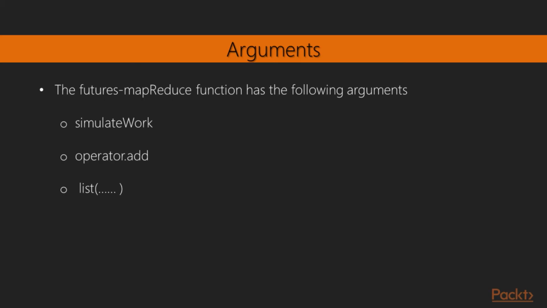The futures MapReduce function has the following arguments. 1. Simulate work. This will be called to execute the futures. We also need to remember that a callable must return a value. 2. Operator.add. This will be called to reduce the futures results. However, it also must support two parameters and return a single value. 3. List. This is the iterable object that will be passed to the callable object as a separate future.